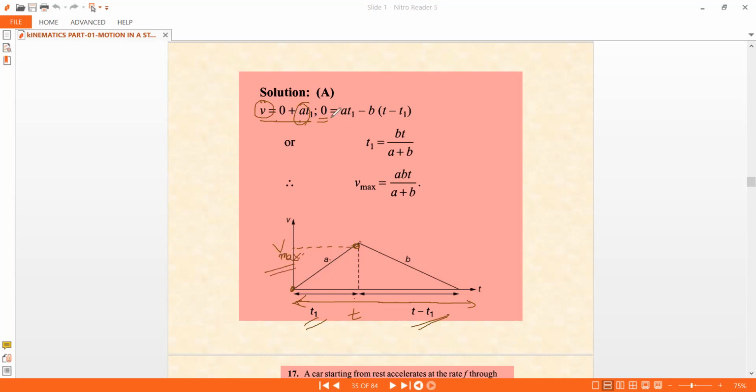And now it comes to rest after a certain amount of time. That certain amount of time is t minus t1. So for this time, it has come to rest. So how do we solve this particular question? I'll let you know here. It may be clumsy here. The answer which is given may be confusing. I'll explain that.